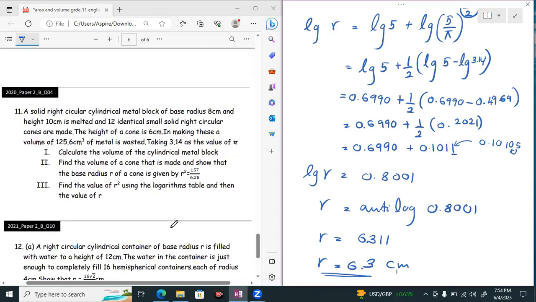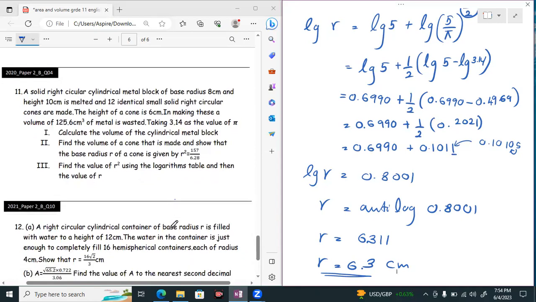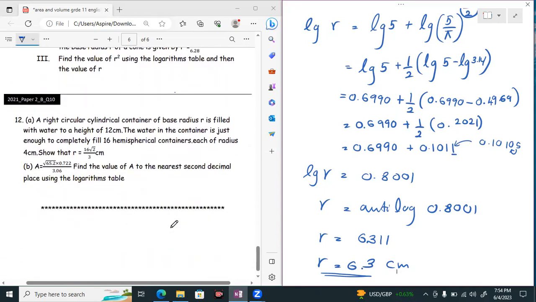Okay, those who have finished with this, do the 12th question. It is also a question based on volume and water. The right circular cylindrical container of base radius R is filled with water to a height of 12 centimeters. The water in the container is just enough to completely fill 16 hemispherical containers, each of radius 4 centimeters. Show that R is equal to this. Find the value of A to the nearest second decimal place using the logarithm table.